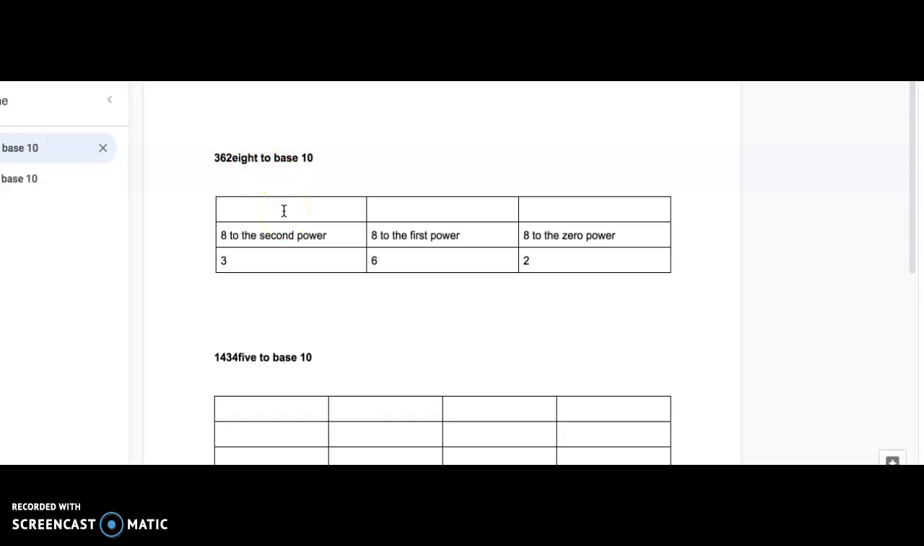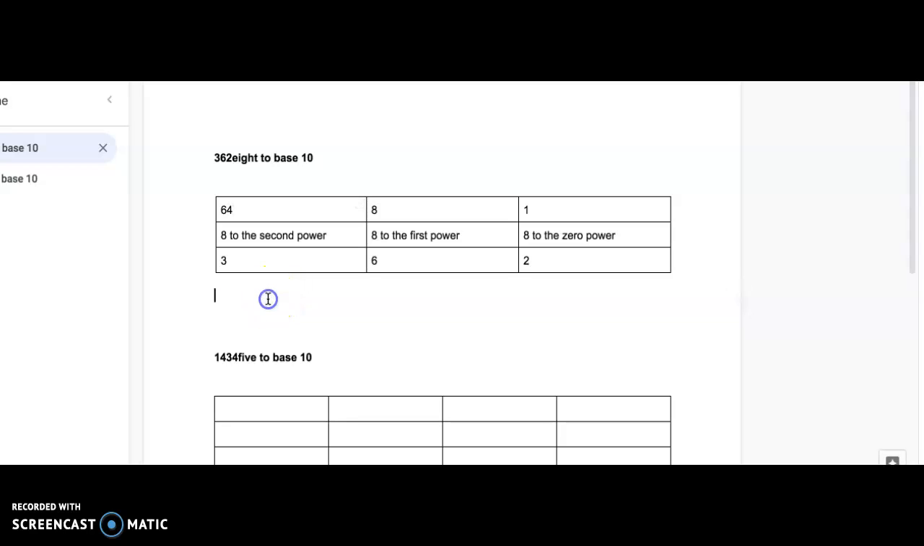So then I'm going to calculate the number to its specific power. So 8 to the power of 0 is equal to 1. 8 to the first power is equal to 8. And 8 to the second power, similar to 8 times 8, is 64. Now I am going to multiply the corresponding top row and the bottom row numbers together.